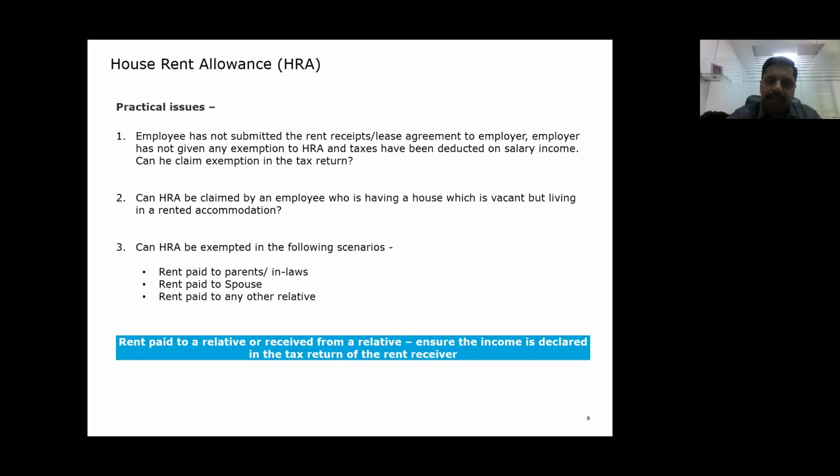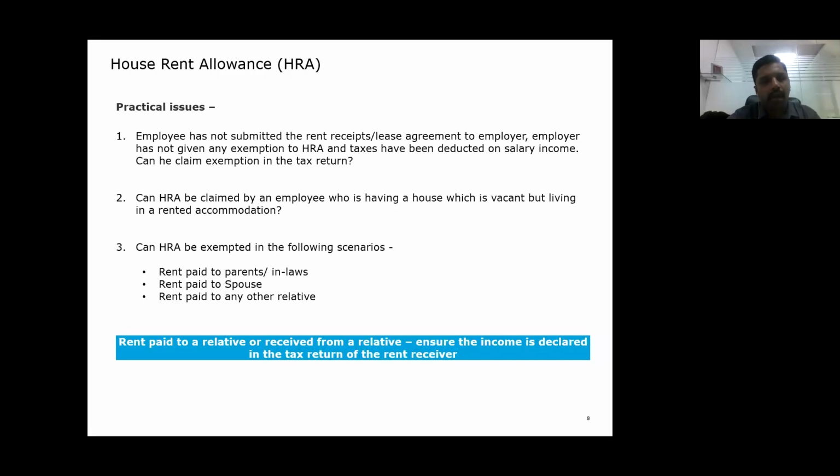Then other practical aspects: can HRA be exempted in the following scenarios? First scenario is rent paid to parents or in-laws. They are very much relatives for the employee, and whether this can be claimed. See, rent paid to parents and in-laws can be claimed provided there is an actual payment of rent from the employee to their parents or in-laws. And also there are receipts, a lease agreement is there, and the employee provides the PAN of their parents or in-laws to whom he is paying. If all these conditions are satisfied, yes, it can be claimed as an exemption.